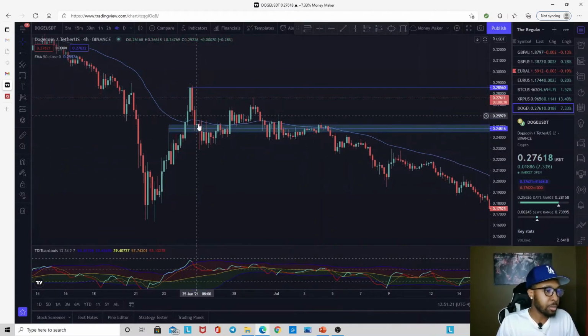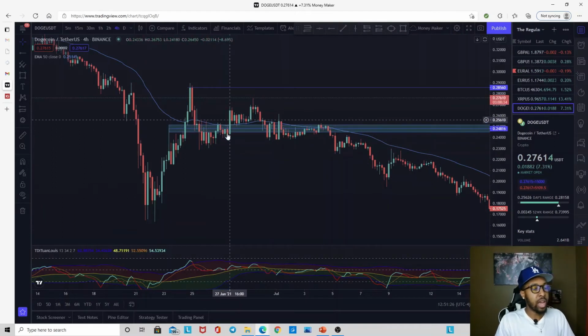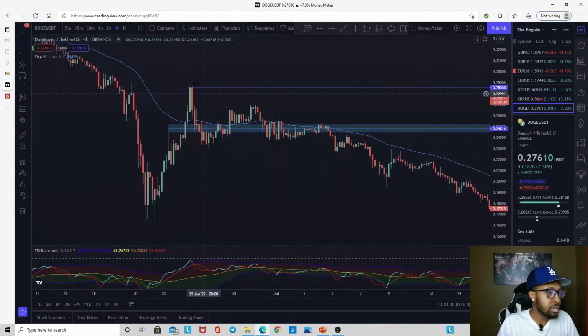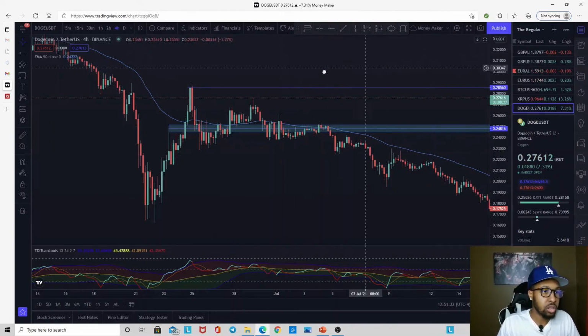All right. So you can see the market come down in this general area, kind of reject from this 50 moving average, and continue to come back up to this area as well. So I can draw another box right here.